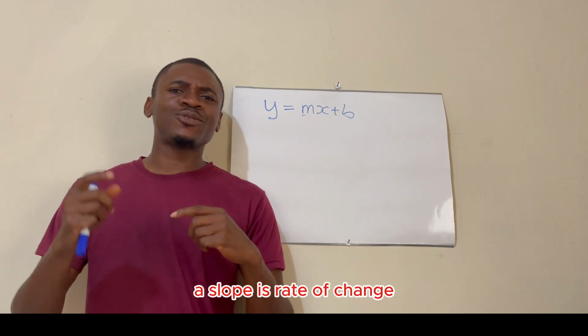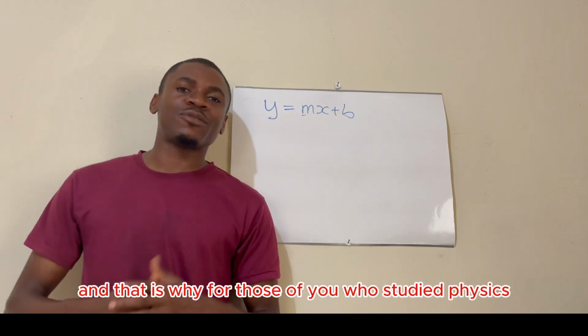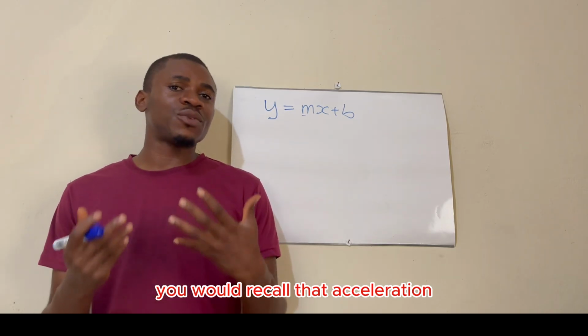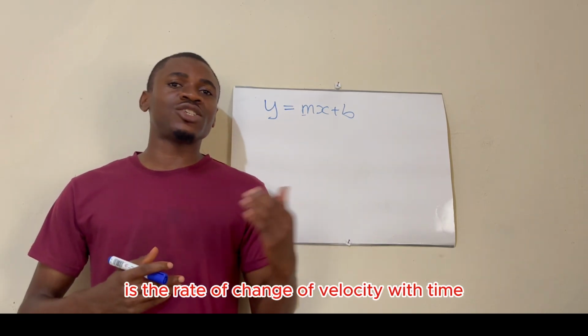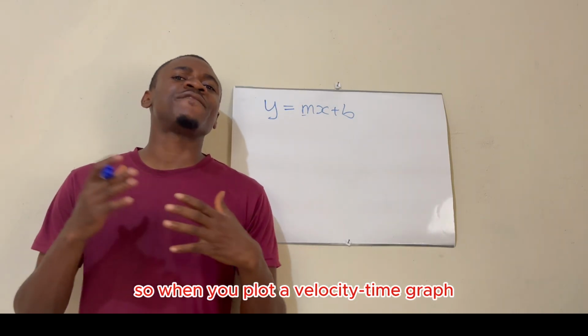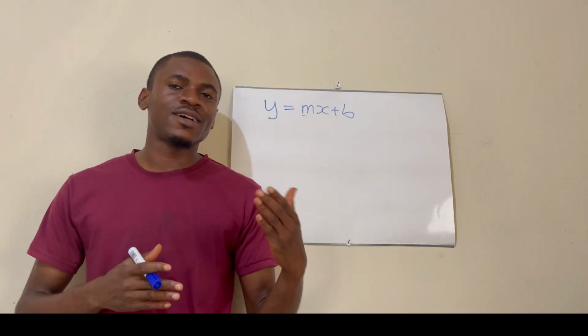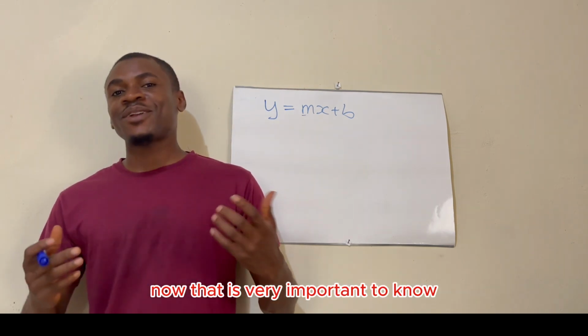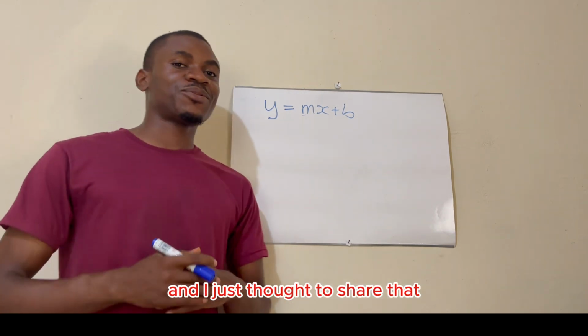So by definition, a slope is rate of change. And that is why, for those of you who study physics, you would recall that acceleration is the rate of change of velocity with time. So when you plot a velocity time graph, the slope is the acceleration. Now, that is very important to know, and I just thought to share that.